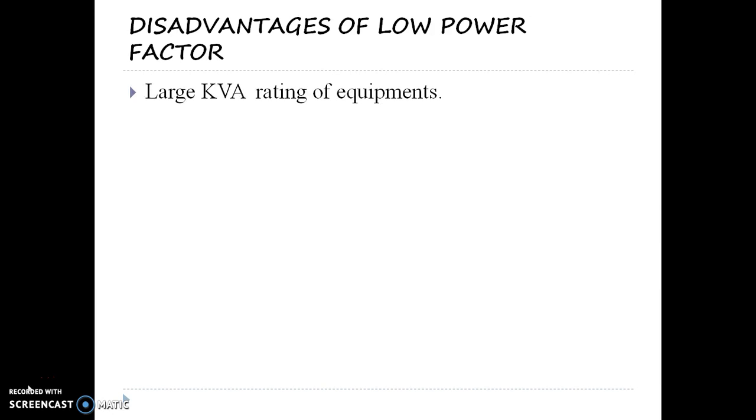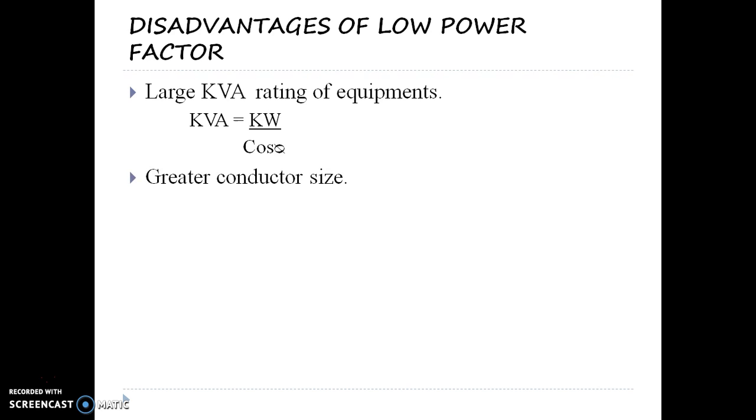First one is the kVA rating of the equipment will be large, because the power factor equals real power kW divided by apparent power kVA. From this formula we can derive kVA equals kilowatt divided by power factor. From this we clearly understand the kVA is inversely proportional to power factor. If the value of power factor is less, then the value of kVA will be more. When the value of power factor is high, then the value of kVA will be lesser. Due to this, size and cost of the equipment will be increased.